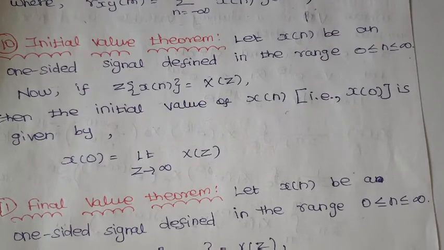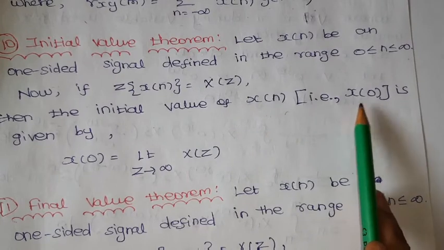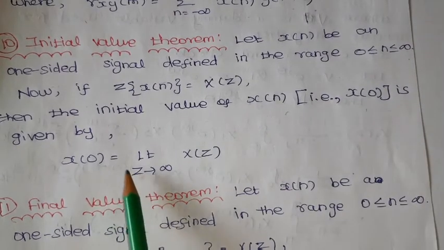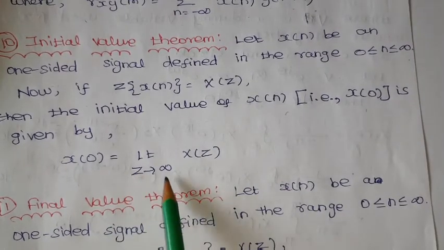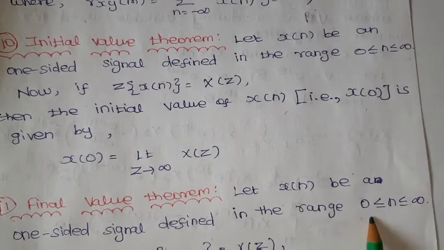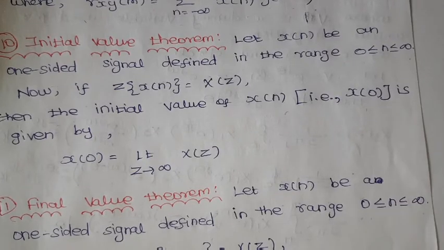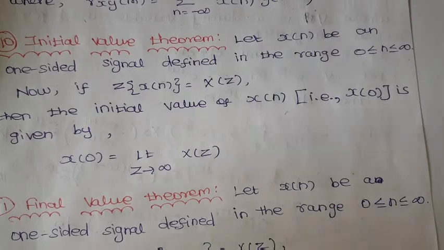If it is a one-sided signal, what is the initial value of x of n? It is x of 0. X of 0 is equal to limit z tends to infinity x of z. For the final value theorem, let x of n be a one-sided signal defined in the range 0 less than or equal to n less than or equal to infinity.